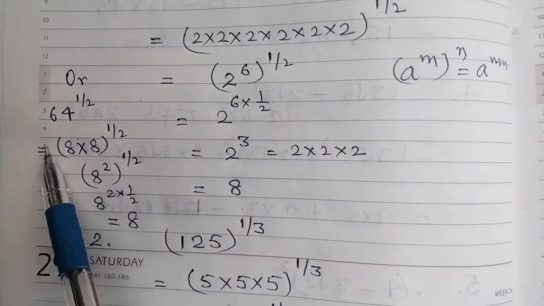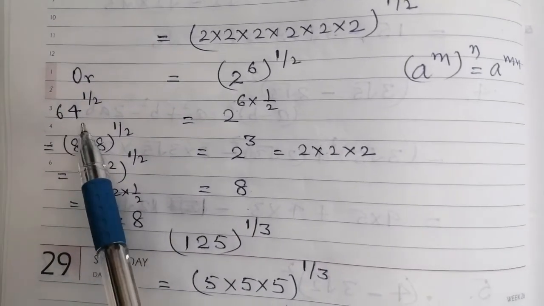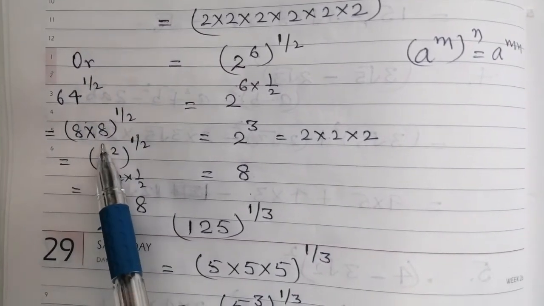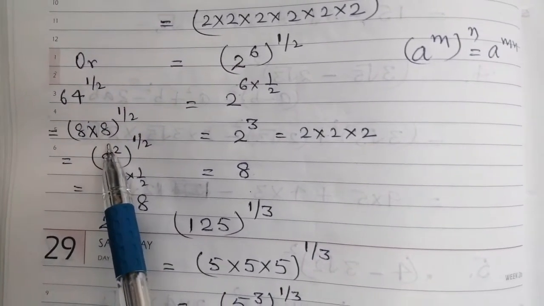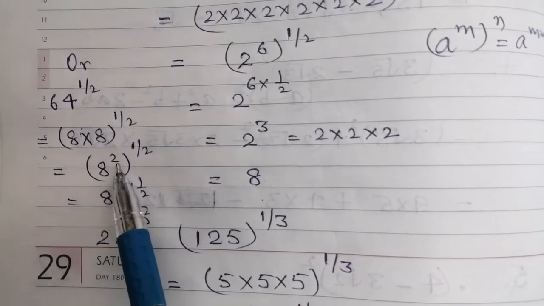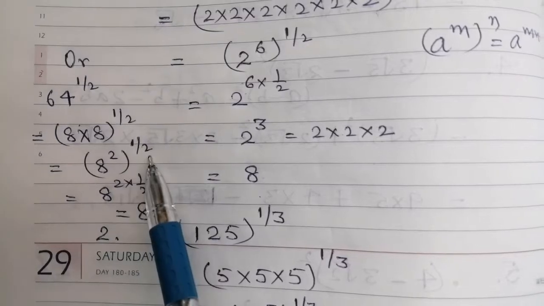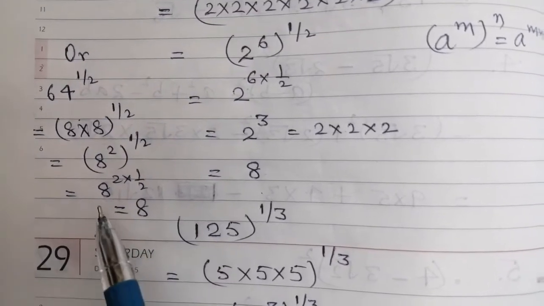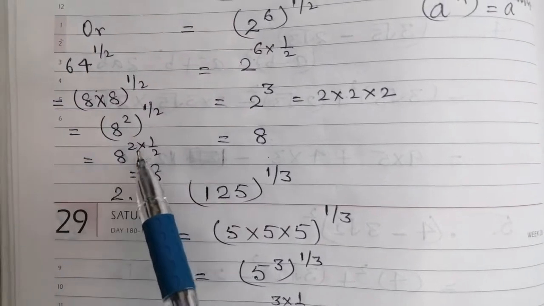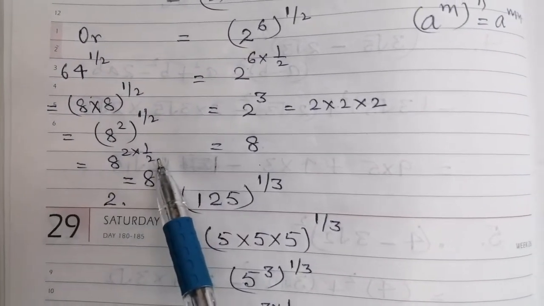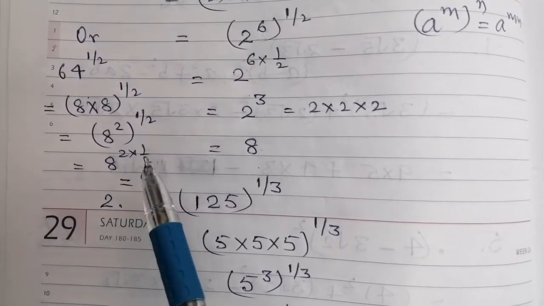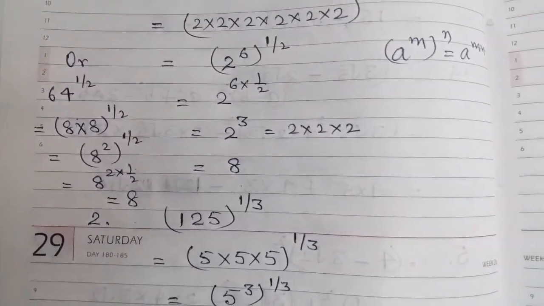Or you can also solve it like this. I have 64 raised to power 1 over 2, right? So I can write 64 as 8 into 8. Fine. Whole raised to power 1 over 2. 8 multiplied by 8 means 8 raised to power 2, right? Whole raised to power 1 over 2. So power raised to power we have, so powers will get multiplied. So 8 raised to power 2 multiplied by 1 over 2, that is 2 and 2, they will get cancelled. So 8 raised to power 1 you are left with, so that will be equal to 8.